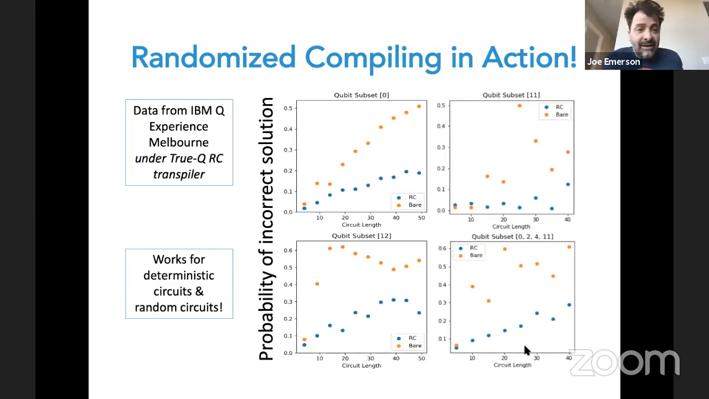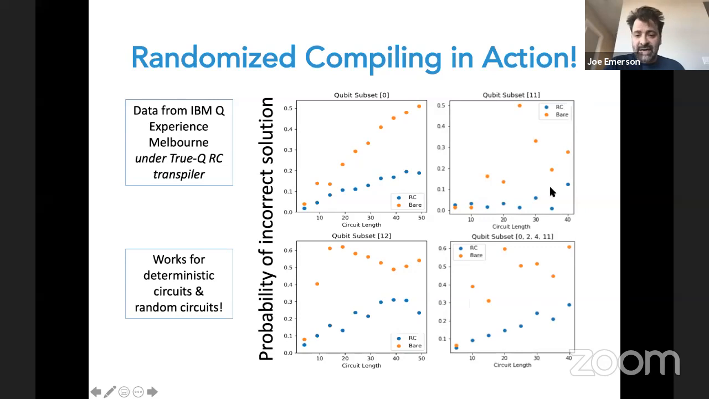Now here's some data. So this is data showing how well randomized compiling works on IBM Q. Here I'm looking at the TVD on the y-axis, and various circuit lengths on the x-axis. Orange circles are the error, the probability of an incorrect solution, as I increase the circuit depth, looking at deterministic circuits on the left column, random circuits on the right column. So yes, even if your circuit is random, applying randomized compiling helps.